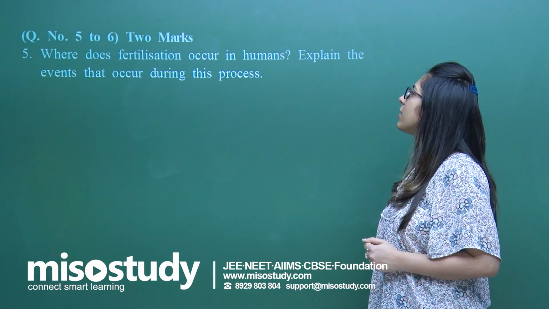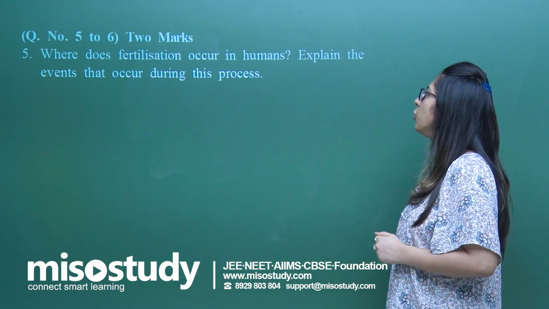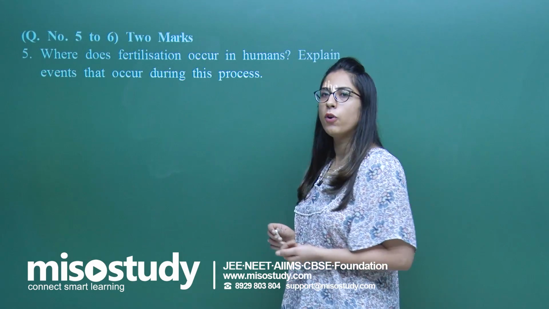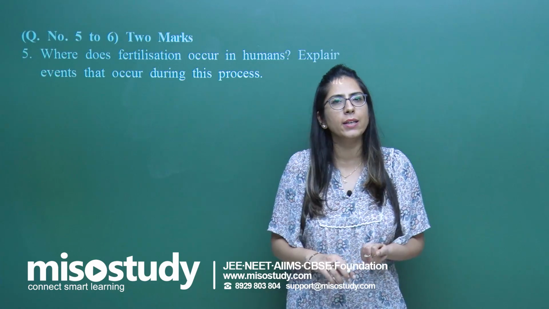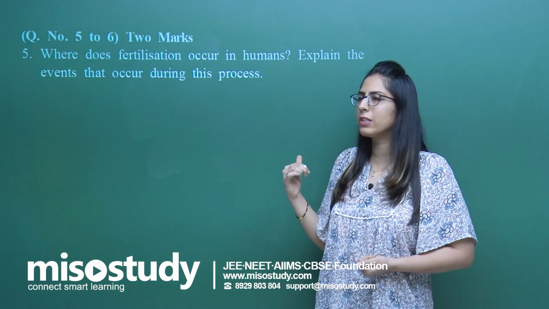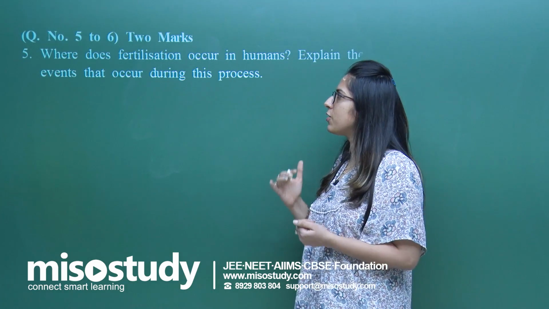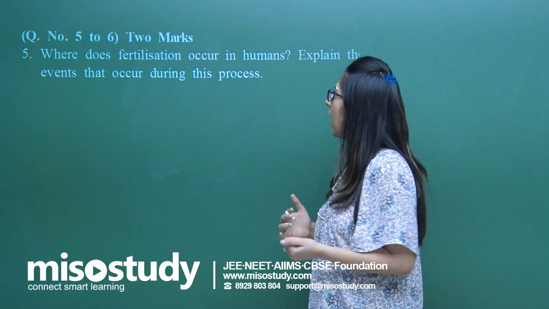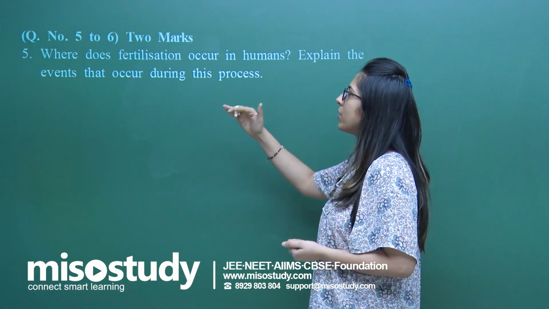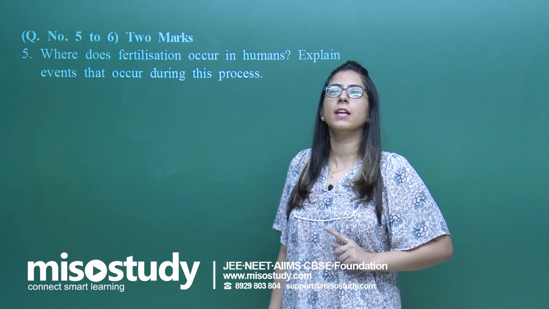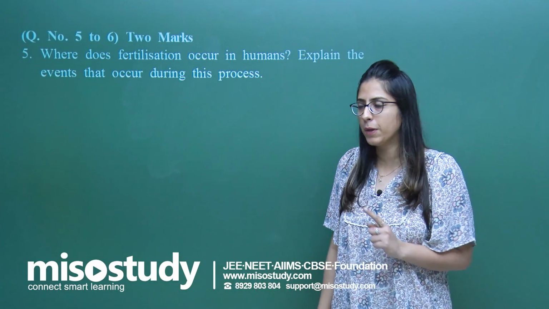Where does fertilization occur in humans? Explain the events that occur in this process. So as we have already discussed, I am not going into detail because we have discussed fertilization. So hope you remember those sessions. I will be just talking about how fertilization happens. Here the question says where this fertilization happens. We have already discussed that fertilization happens in the fallopian tube.